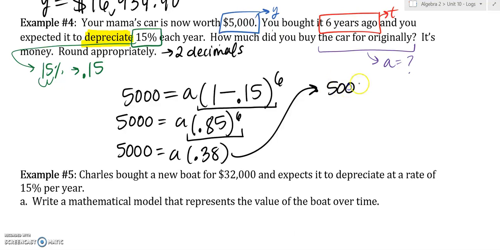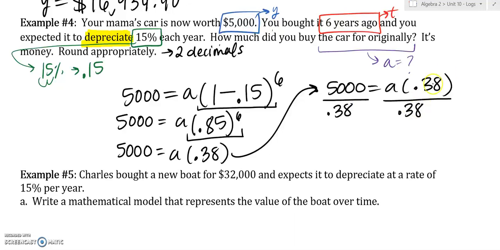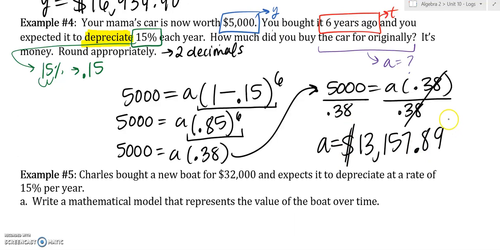So that 5,000 is equal to A times 0.38. I want to get A by itself, right? I want to know how much this car was sold for. So I divide both sides by that 0.38, and I get that A is $13,157.89. There's my 2 decimal places. We're talking about money, right? So I need my money sign in there. That's how much money she paid for the car. After 6 years, it's only worth $5,000 bucks. Okay.